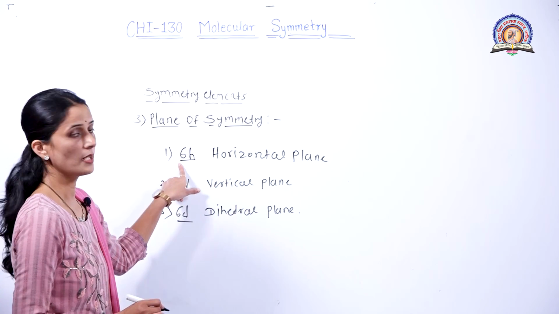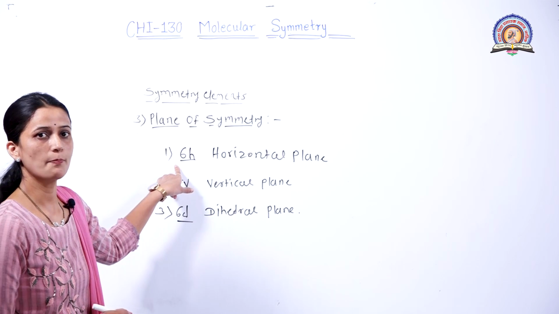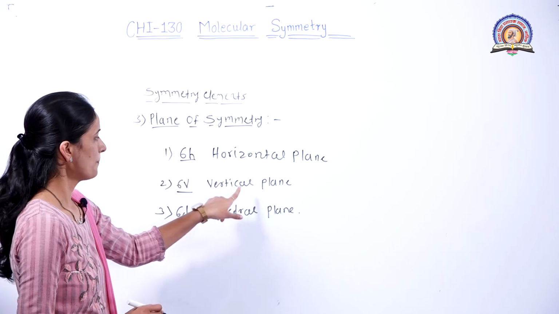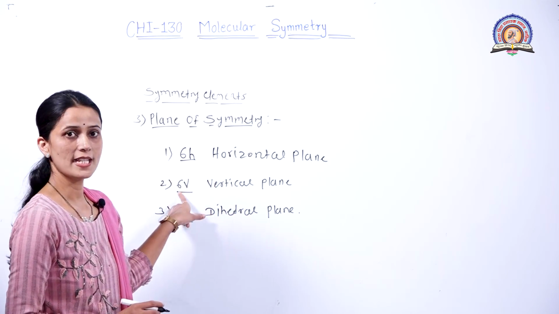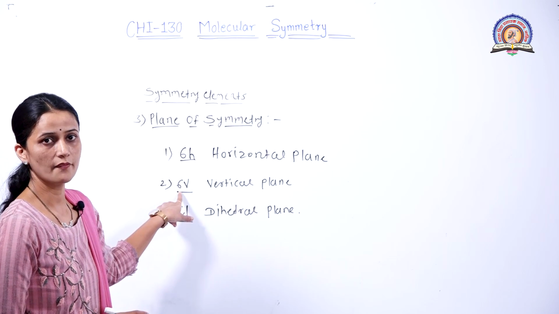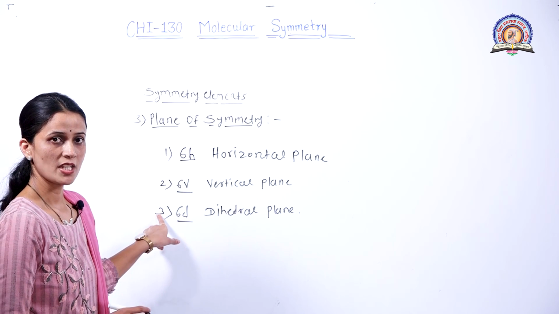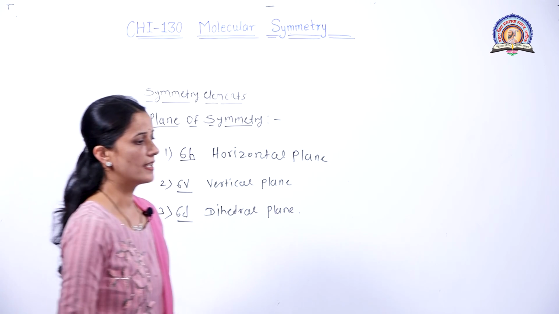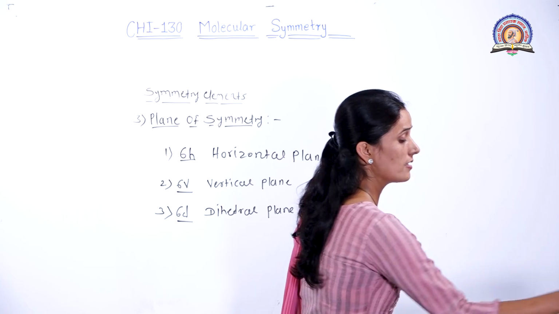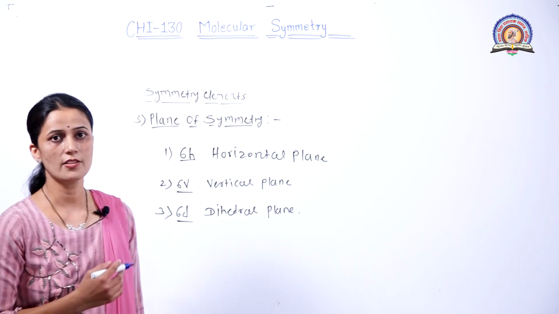Horizontal plane is denoted by sigma h. Sigma means plane and h for horizontal. Vertical plane is denoted by sigma v. Sigma means plane and v means vertical, while dihedral plane is denoted by sigma d. Sigma means plane, d means dihedral. So what is the major difference between all these three planes?